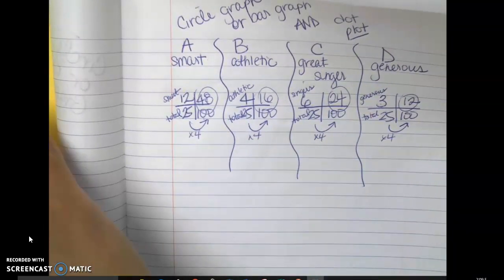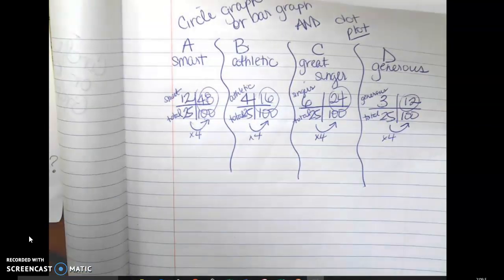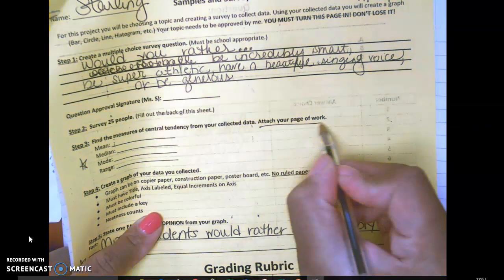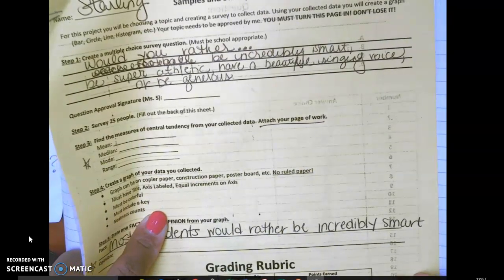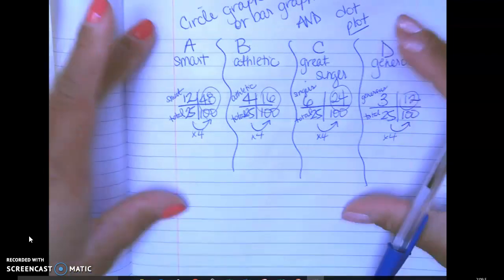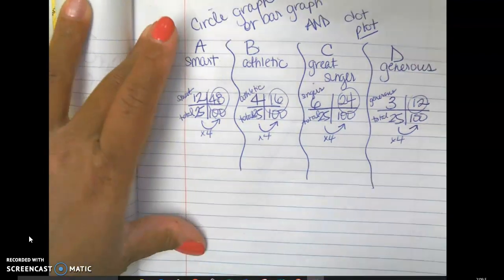Now, on your yellow paper, it says attach a page of your work. You should not be writing this down in your journal. You should be writing it on separate paper. But you shouldn't even be writing this down because my data doesn't look like yours.